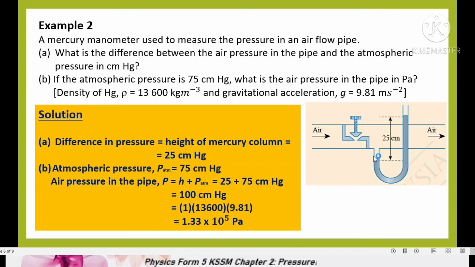Because this level is pushed down, it causes this level to rise up, meaning the pressure here is higher than the pressure at this point, or greater than atmospheric pressure. So you can look at the value here. Okay.